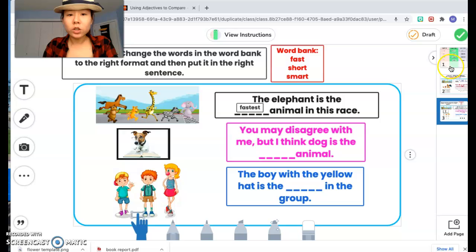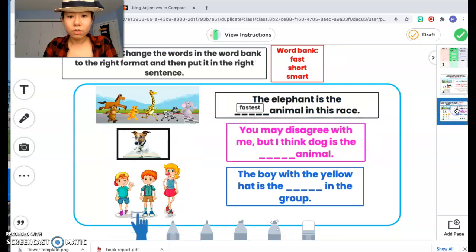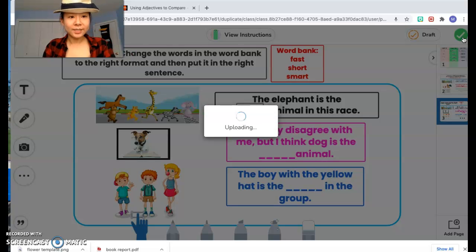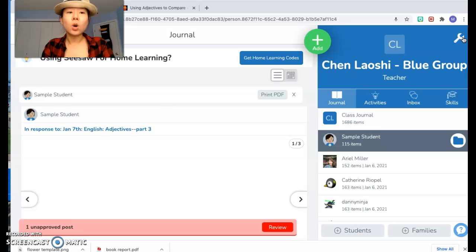All right, so when you're done with page 1, 2, and 3, make sure you're done with all 3 of them and then click the green check button right here to share your work with me. All right, that is our English class for today. We have learned about using adjectives to compare 2 or 3 or more things. All right.